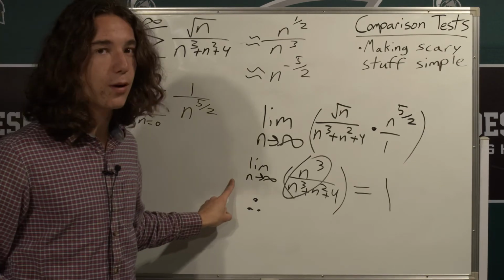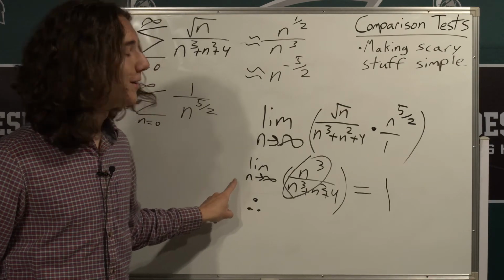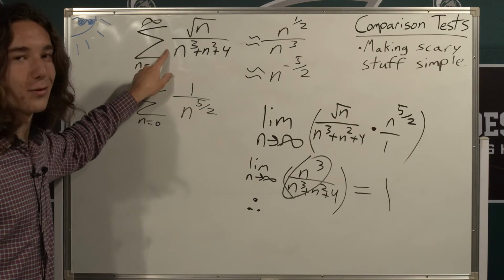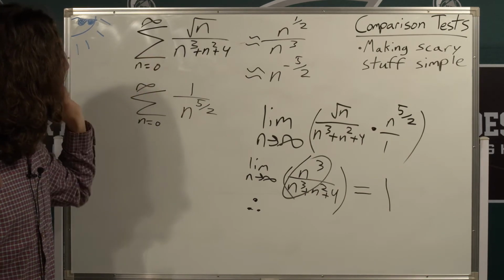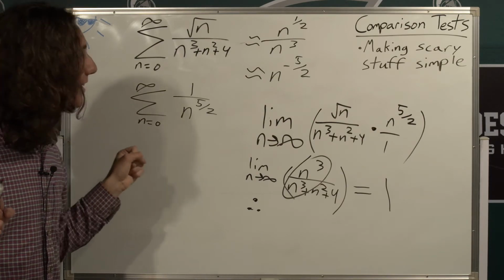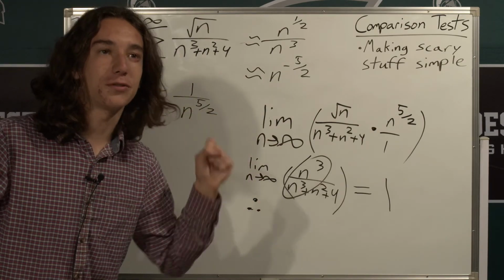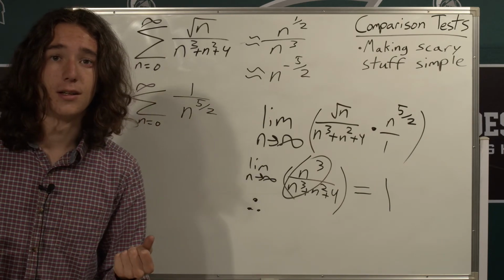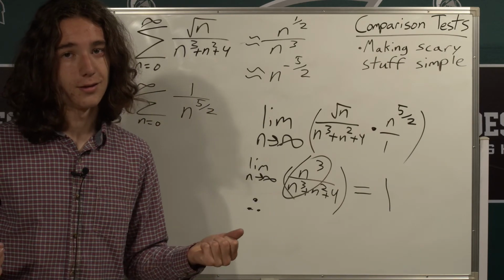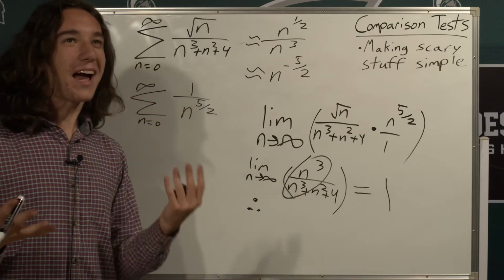And by the limit comparison test that we just did, we know that these do the same thing, and therefore the sum from n equals 0 to infinity of square root n over n cubed plus n squared plus 4, which looked so ugly at the beginning, converges. And I think that's pretty cool.